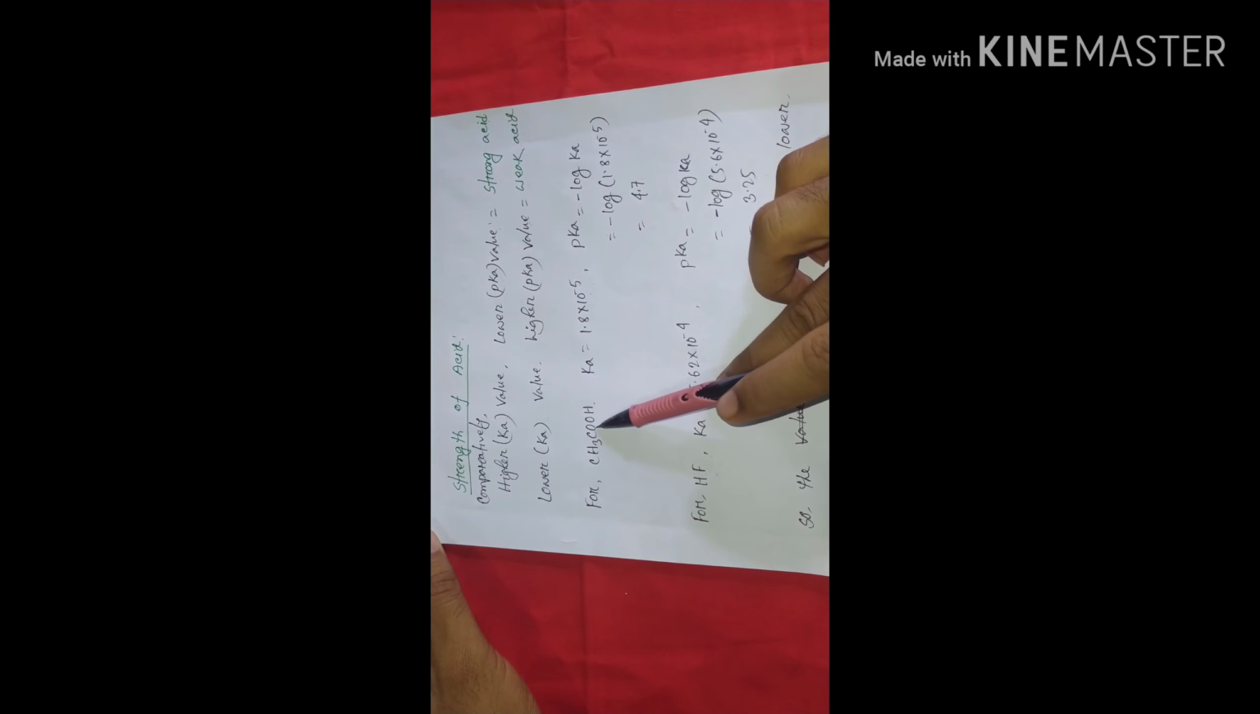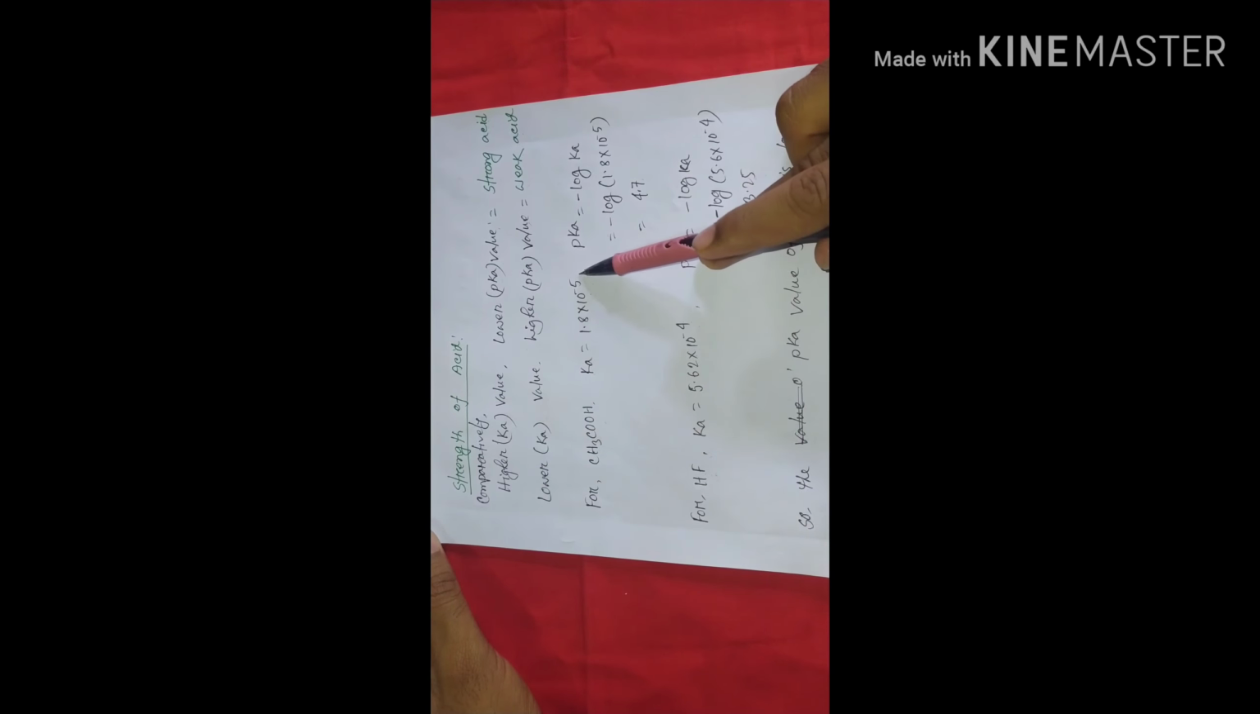Here I have used two acids, acetic acid and hydrofluoric acid. So the Ka value of acetic acid is 1.8 into 10 to the power minus 5, and the Ka value of hydrofluoric acid is 5.62 into 10 to the power minus 4. The Ka value is higher for hydrofluoric acid than acetic acid, and the pK value is lower for hydrofluoric acid comparatively. So we can say hydrofluoric acid is stronger than acetic acid because its Ka value is higher and pK value is lower.